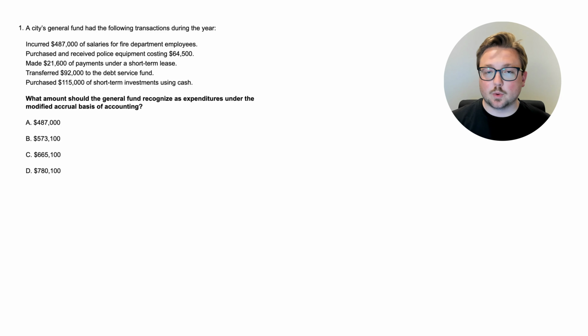All right, here we are at question 1. One thing I always like to point out as a good strategy is reading the last sentence of the question first. So let's go ahead and do that here. What amount should the general fund recognize as expenditures under the modified accrual basis of accounting? So now we know we're dealing with expenditures. Of course, you know that about this video, but imagine you were at the test on exam day. You have no idea what you're going to be seeing, so getting that context is really helpful.